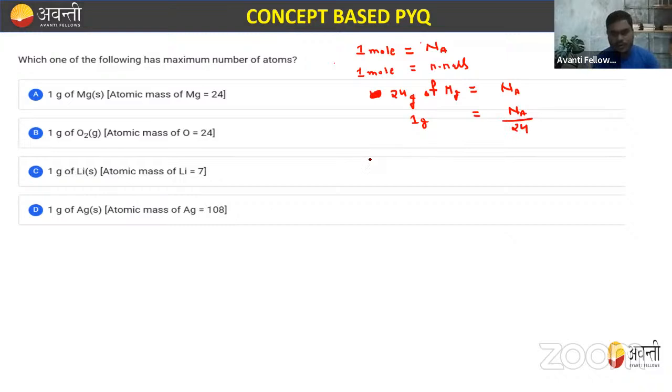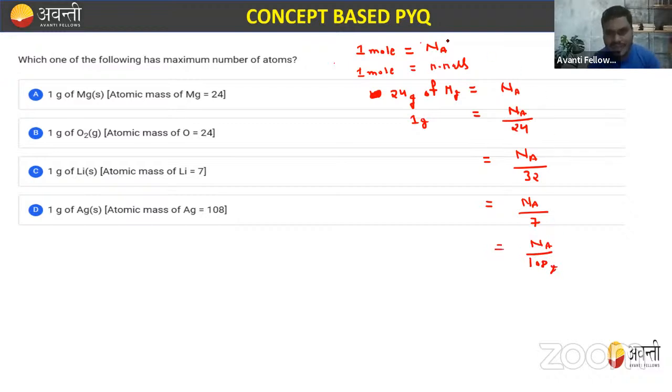Similar for the O2, we can say that this is Na divided by how much? That is 32. So that is equal to 32 gram. Similar for the lithium, we can say that this is equal to Na by 7 gram. And for silver, Na divided by 108 gram, right?